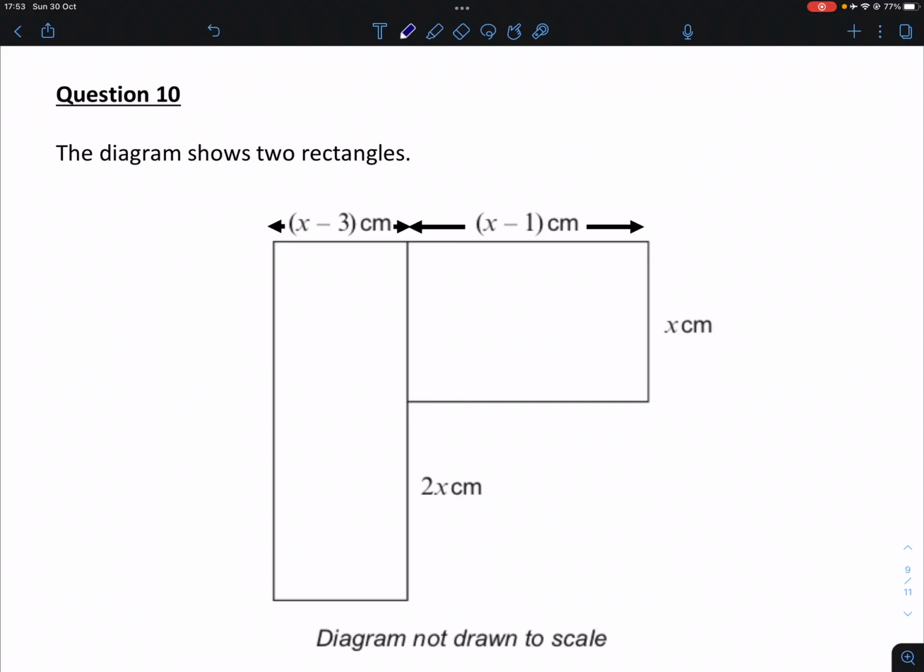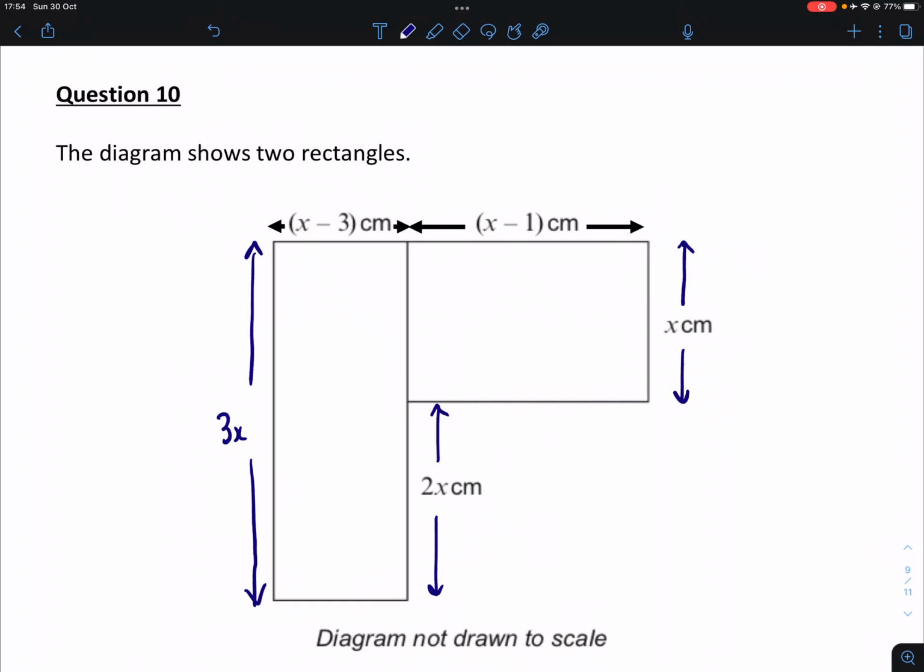Question 10. The diagram shows two rectangles. We have been given the measurements in terms of the width of this left rectangle and the width of this right rectangle. We've been given the height of this right rectangle, but we don't currently have the height of that left rectangle. But we can very quickly add 2x and x in order to get that length. So 3x is the total length of that, and then we already have this and this here.